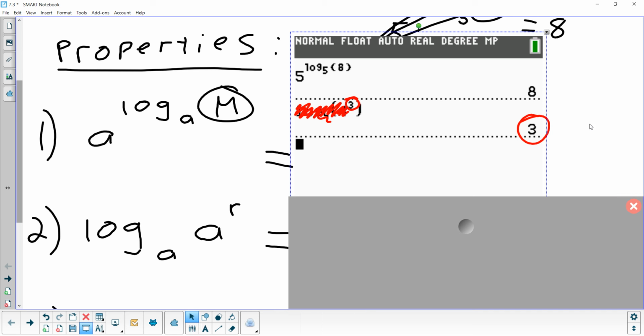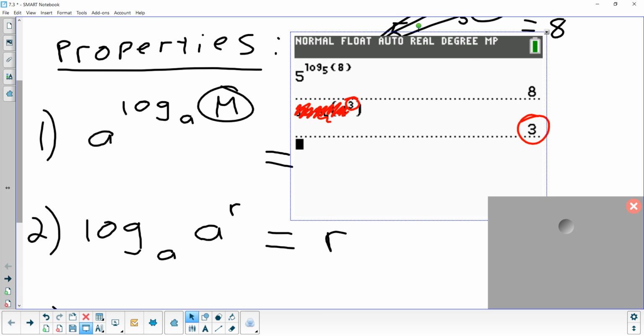Log base a of a to the r. What do you think is under the equal sign? Or under the screen this time? Yeah? R. Yep. So the answer to that problem is R.